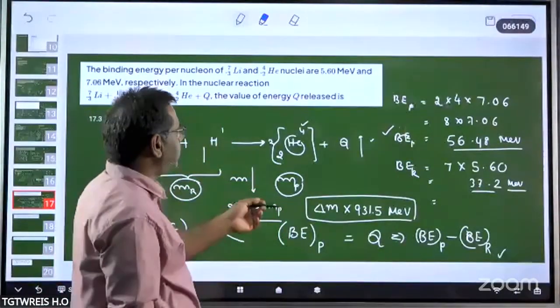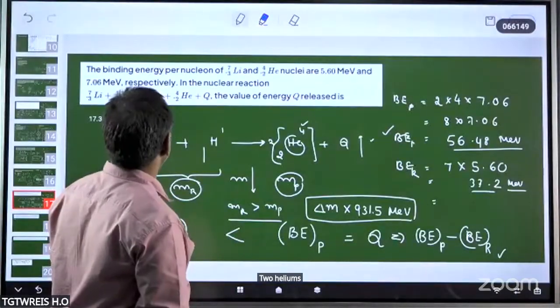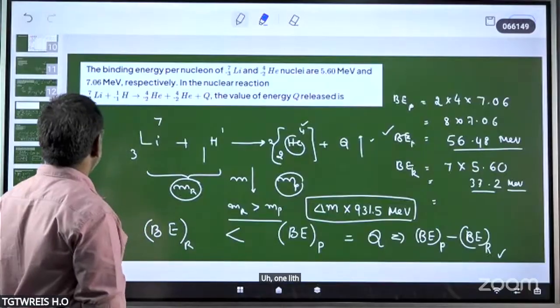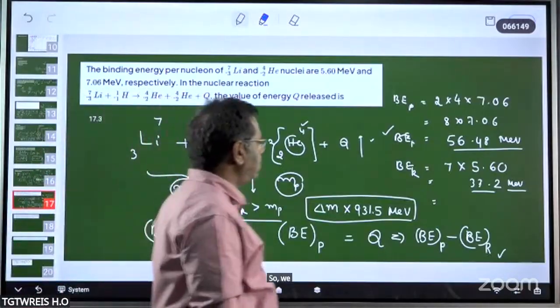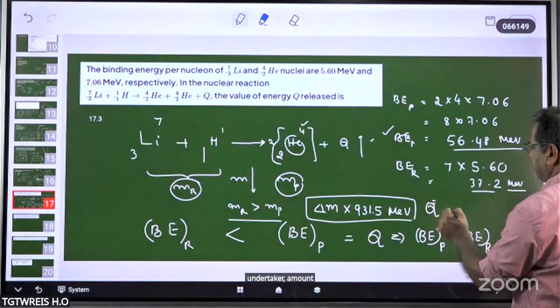Have you made a mistake anywhere? Please check it once. 2 heliums you are actually getting. One lithium is there. So we are going to get this much energy, and take the amount of energy released.